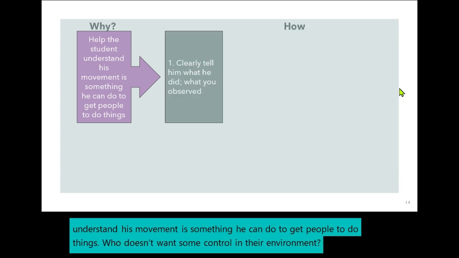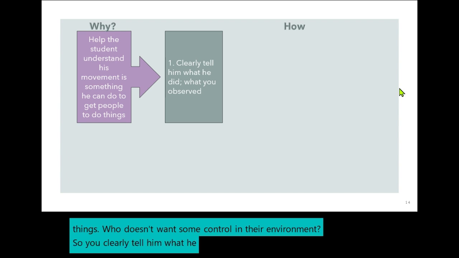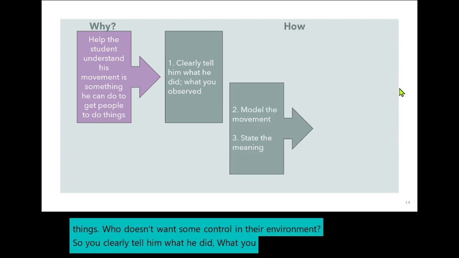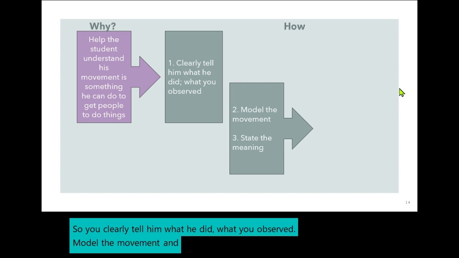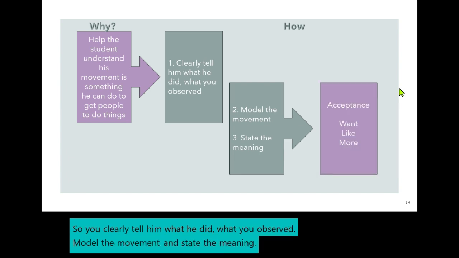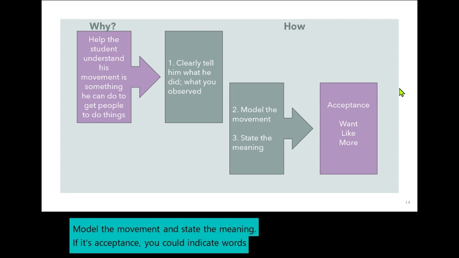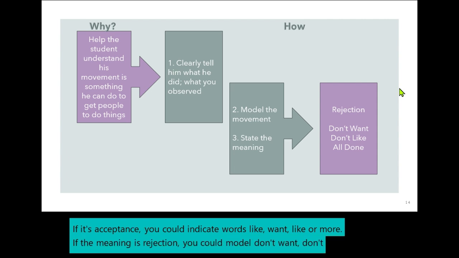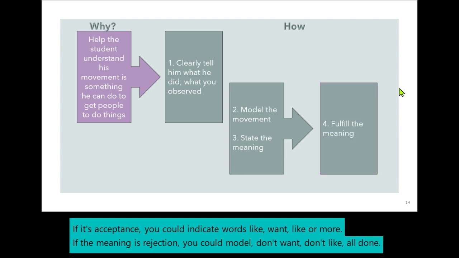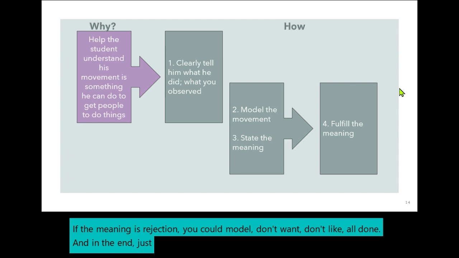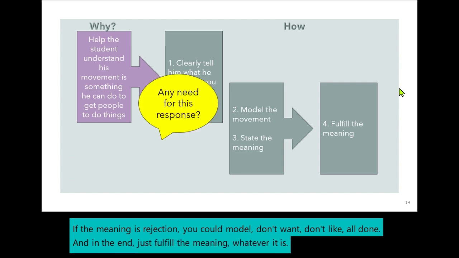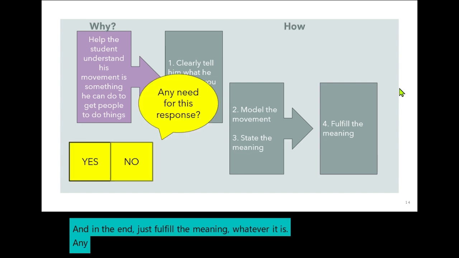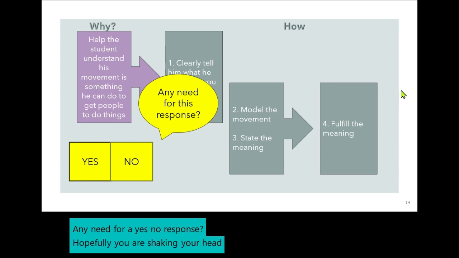So you clearly tell him what he did, what you observed. Model the movement and state the meaning. If it's acceptance, you could indicate words like want, like, or more. If the meaning is rejection, you could model don't want, don't like, all done. And in the end, just fulfill the meaning, whatever it is. Any need for a yes/no response? Hopefully you are shaking your head no, a natural movement for no.